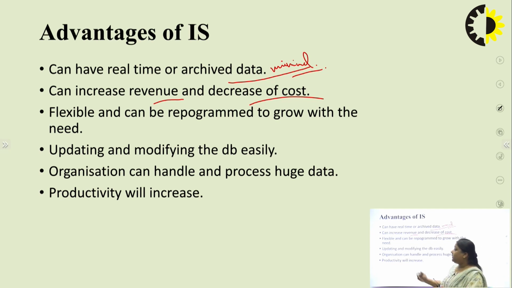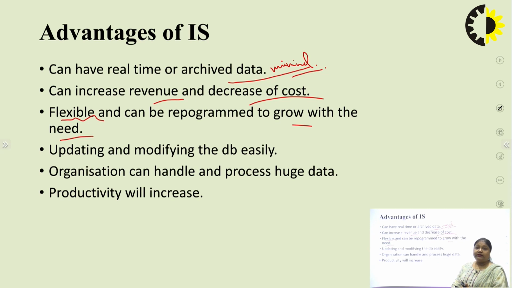Flexible and can be reprogrammed to grow with the need. Information system can be flexible. We can change some rules that we followed. It can be flexible and we can change according to the need of the system. Grow with the need. We can reprogram the information system according to the need of the user or organization. Updating and modifying the database easily. We can also update and modify the data very easily in an information system.